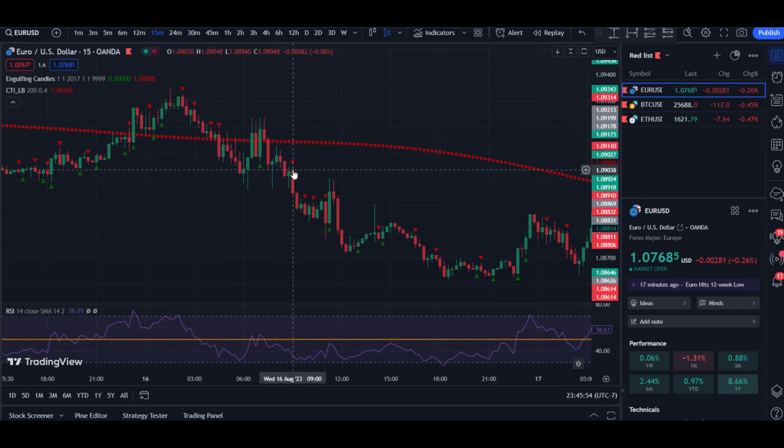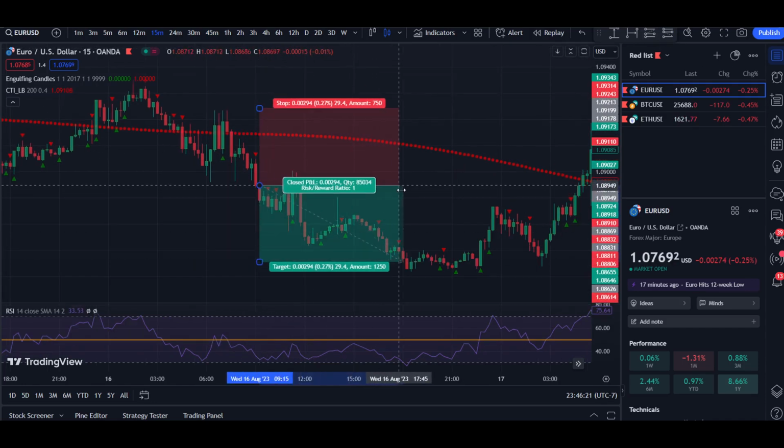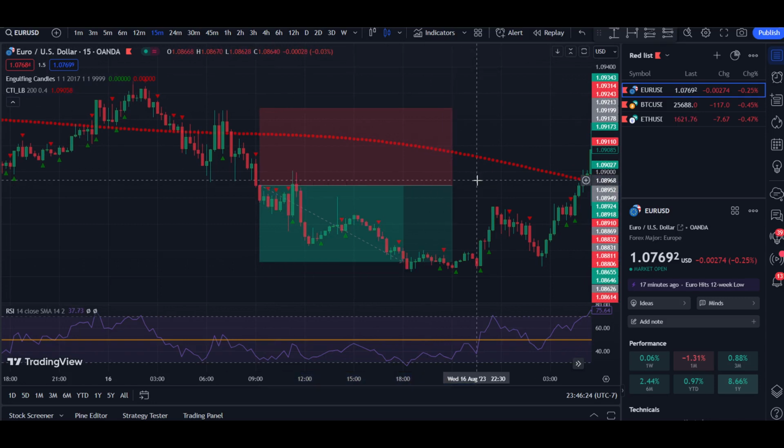So after you wait, you can see right here that you do have a sell position opening. Price action is trailing below the red line. And we can see that the RSI is below the 50 level, so we can take our next short position. And with a 1 risk reward ratio, we did hit our first take profit target.